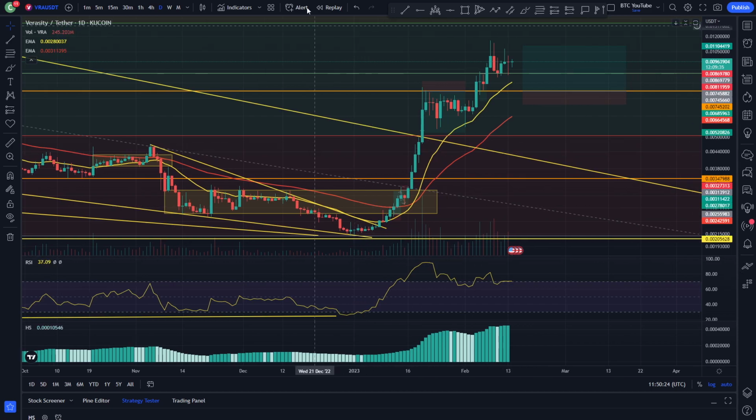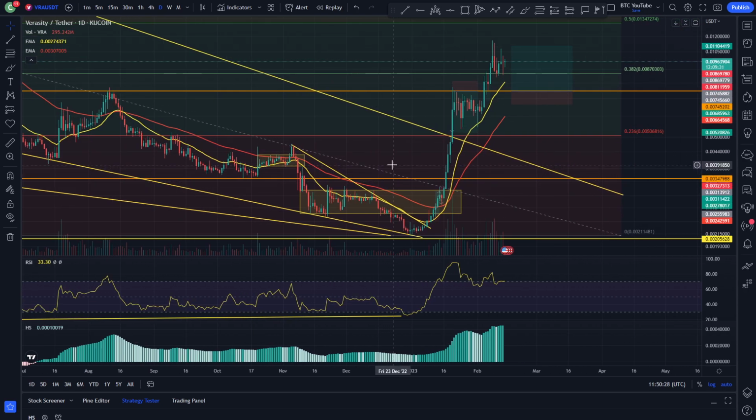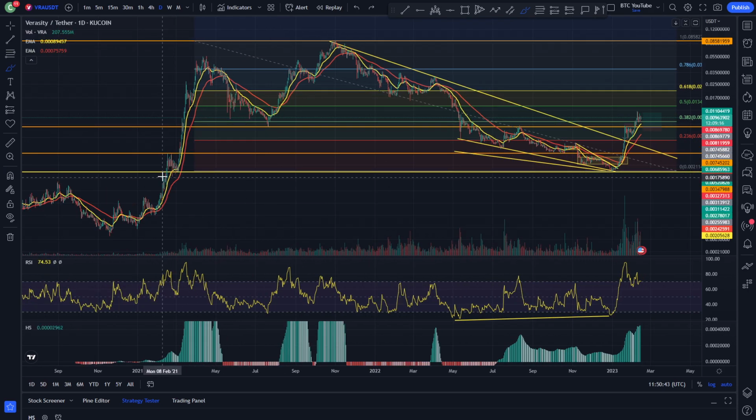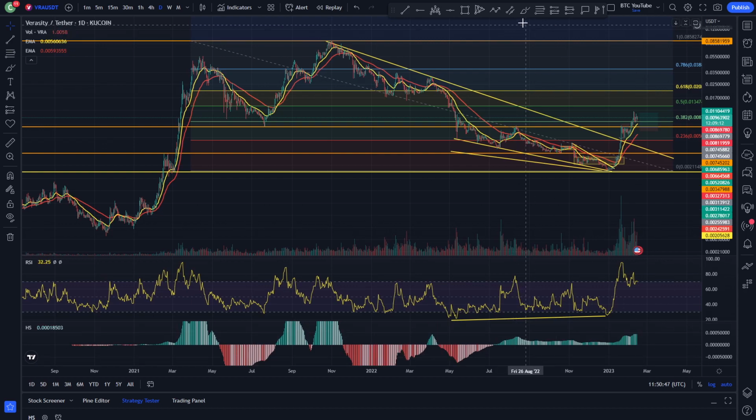We are just taking a quick look at Verasity here, and as we can see, over the past few weeks, and really since the start of the year, we've had a really nice little move up for Verasity from this low down here. We bottomed out around a fifth of a cent, which was in and around this area that we did talk about being a key swing low-ish area, as you can see back here.